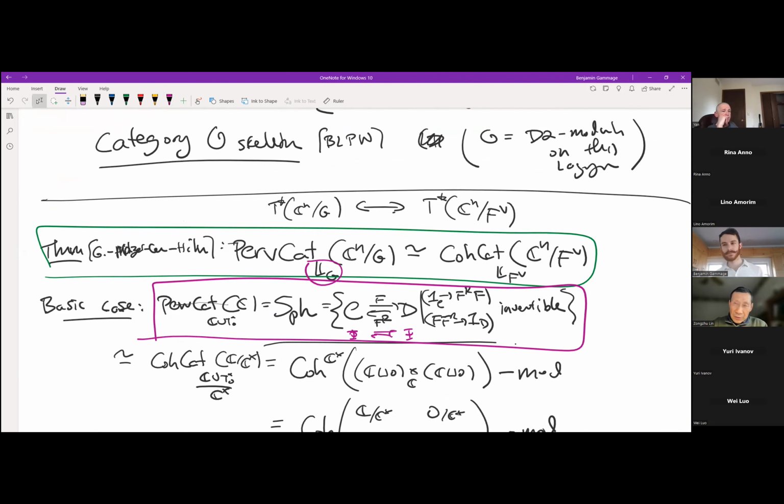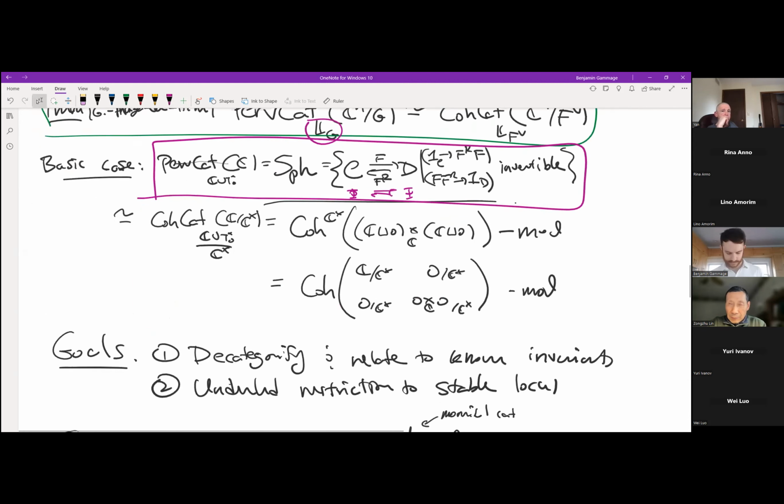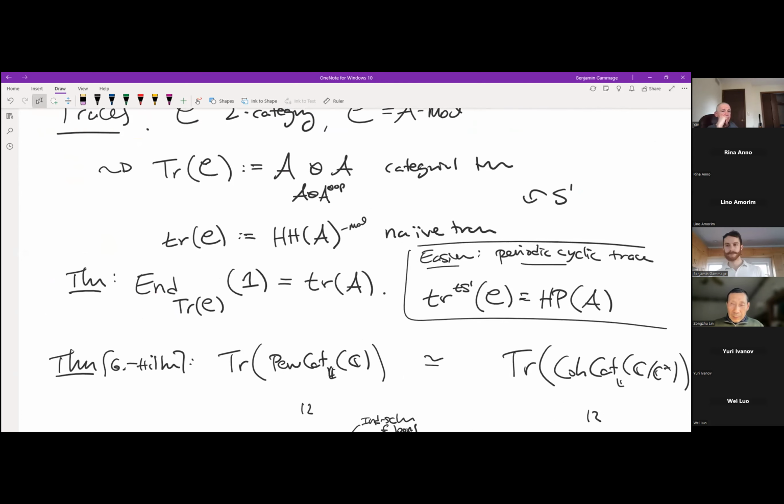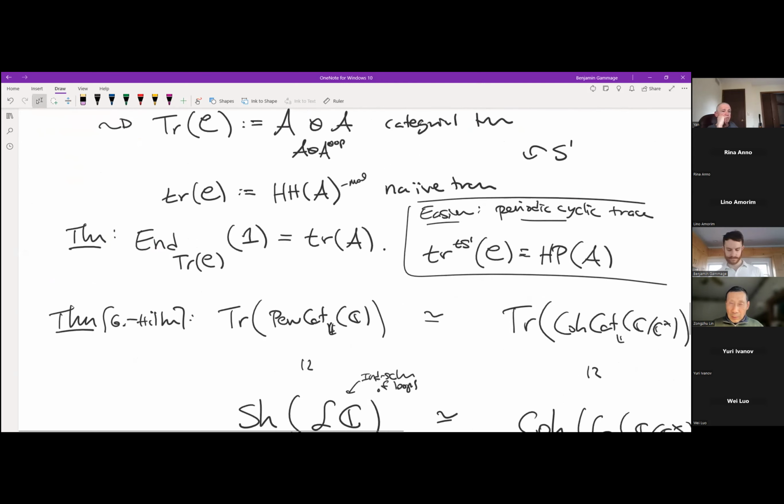My second question is about the trace category. You stated it much more generally than what I can comprehend. But if I go back to Tate's thesis, if you deal with infinite dimensional vector spaces, Tate manages to define some kind of topology, so one can define the traces. Is that kind of just a baby version of what you're doing here?